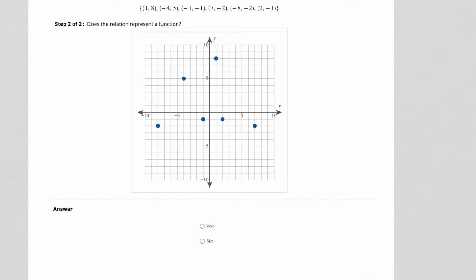Step 2 is asking if the relation represents a function. We could look at our ordered pairs to determine that, or we can do the quick vertical line test. It doesn't look like any of these points are on the same vertical line, so the answer is yes.